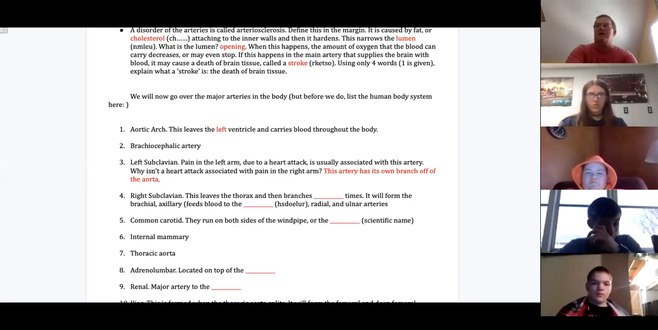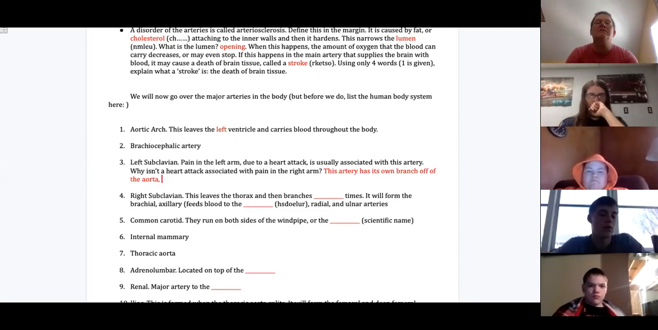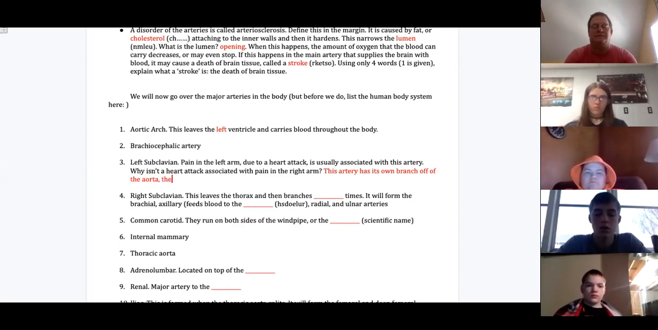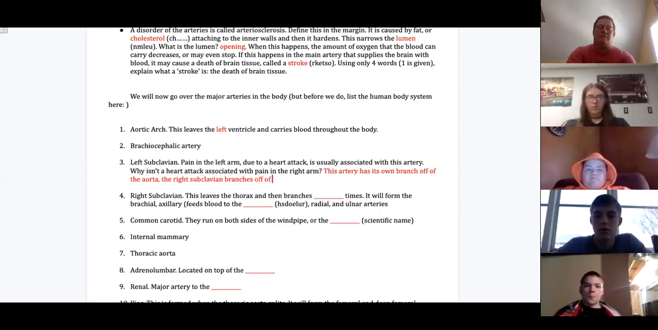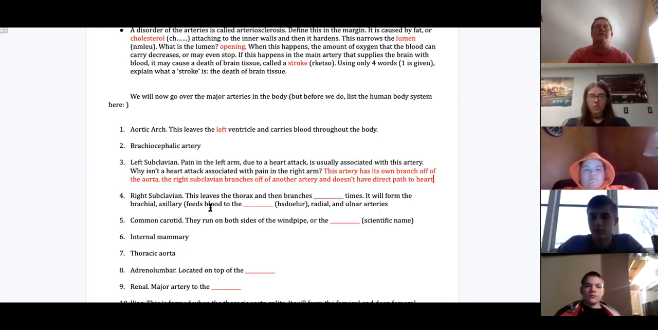The right subclavian has another branch. So it has to branch off the brachiocephalic first, and because it doesn't have its own main, it doesn't have a main lead to the heart. So the artery has its own branch. The right subclavian branches off another artery and doesn't have a direct path to the heart.